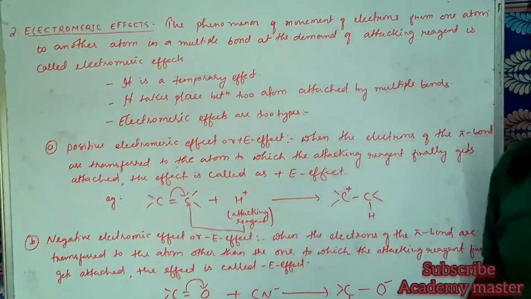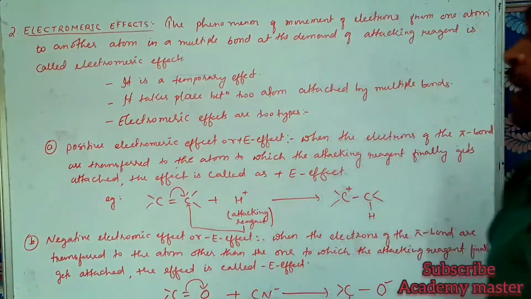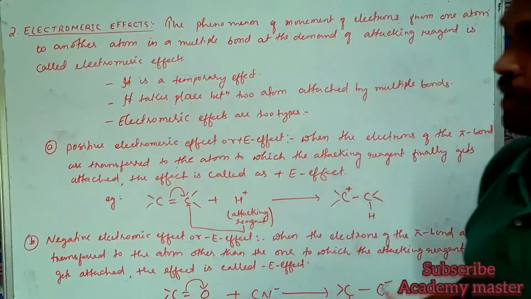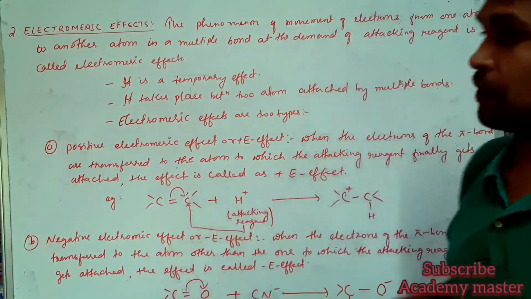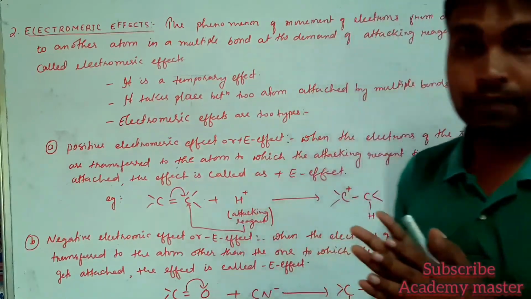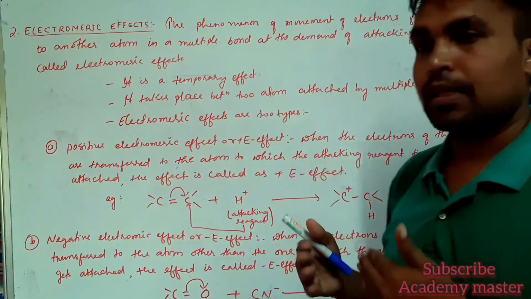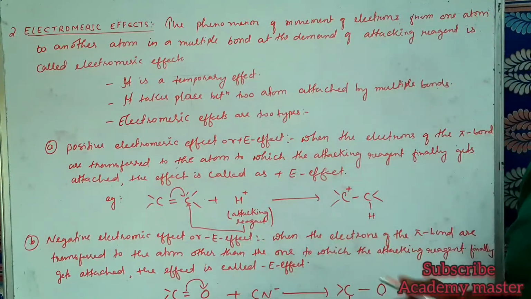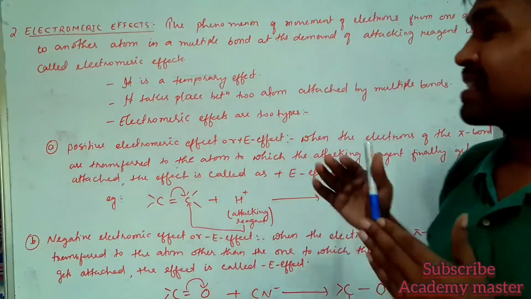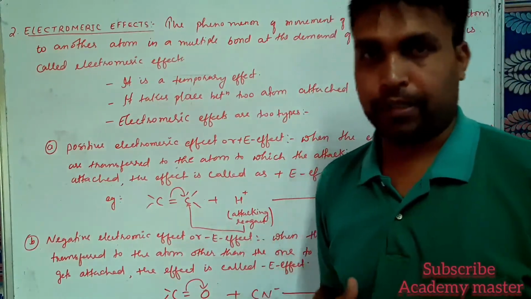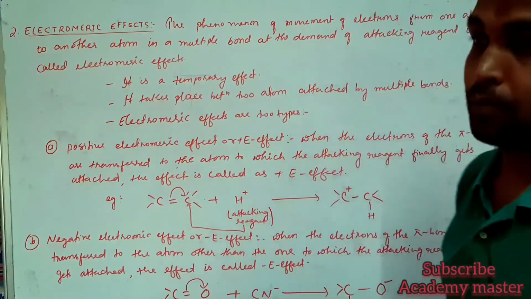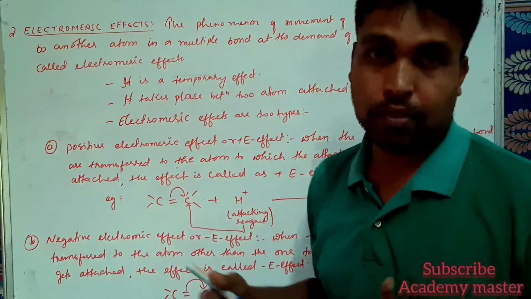So we are back on the channel Academy Master, and in this video we are going to discuss the remaining part of the previous lecture. In the first lecture we discussed inductive effects, their types, and the process of the inductive effect. All those things we discussed there. In this video we will be discussing the electromeric effect: what is the electromeric effect, what are its types, what are its features, and some examples.